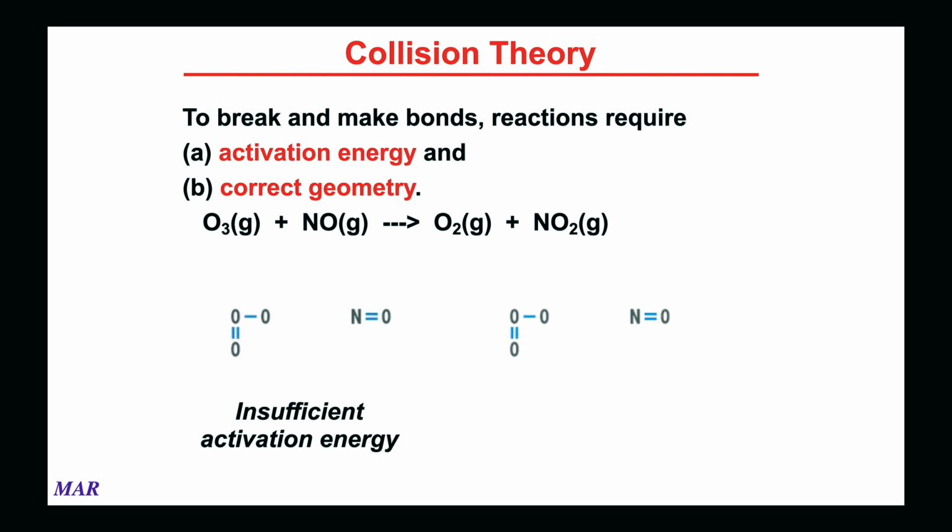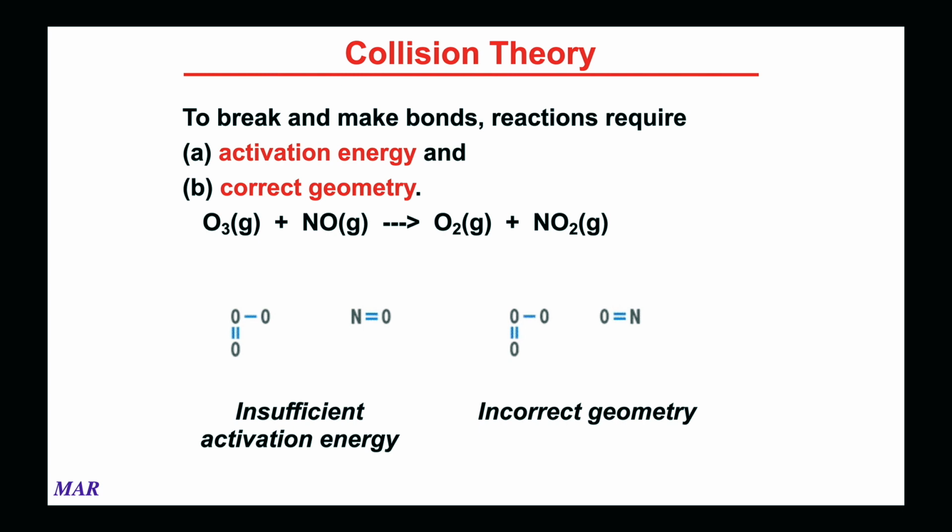Let's look at an example now that's not about insufficient energy, but insufficient geometry, or the incorrect geometry for this reaction to occur. If the two molecules collide with sufficient energy to overcome the activation barrier, but with an orientation that does not allow new bonds to form, no reaction takes place. The molecules will separate unreacted. In this reaction, the nitrogen must collide with an oxygen on ozone to make the NO2.